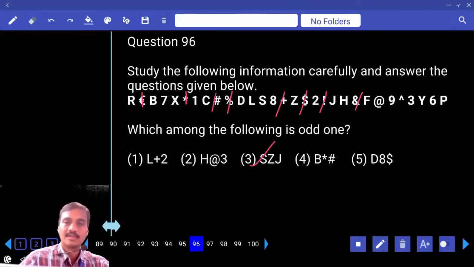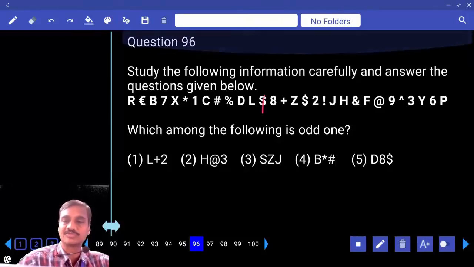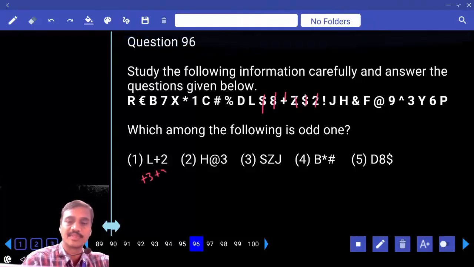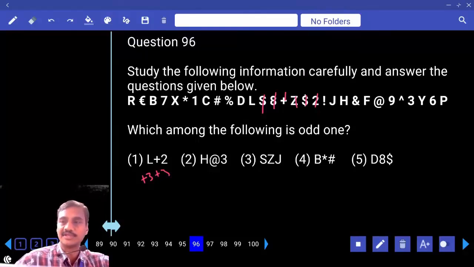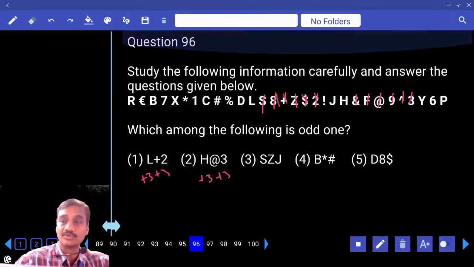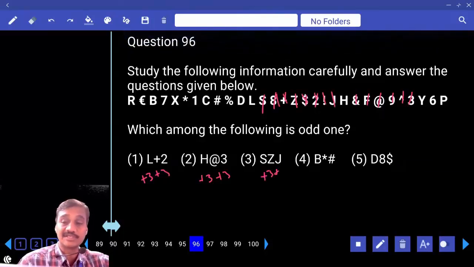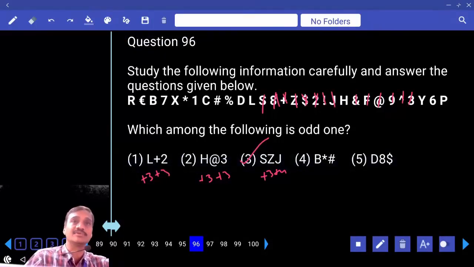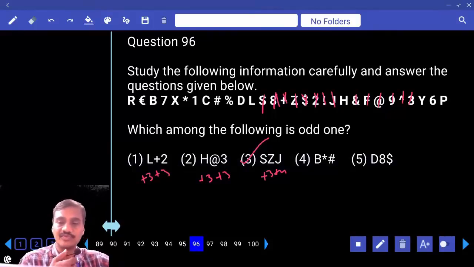Clear? Then 96, which among the following is the odd one? L plus 2, then 1 2 3 plus 3, and C plus 3 plus 3. H at the rate of 3, H at the rate of 1 2 3 plus 3 plus 3, and again S, Z and J, S to Z is 1 2 3 and 1 2 3 4, plus 3 plus 4. Except in choice 3, in the remaining we are having 3 and 3. Here the difference is 3 and 4, so that is the odd one, question number 96.